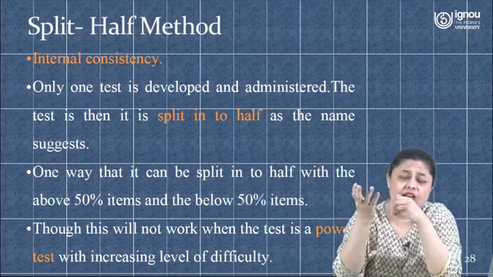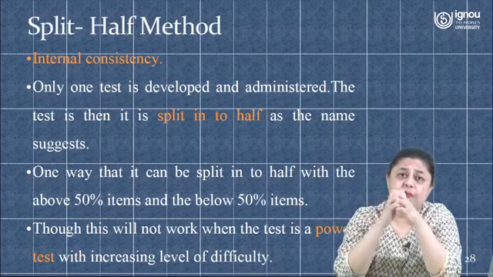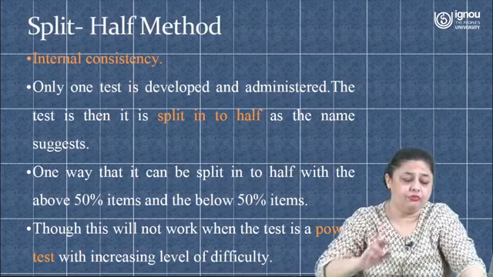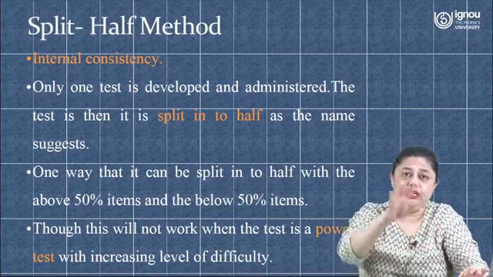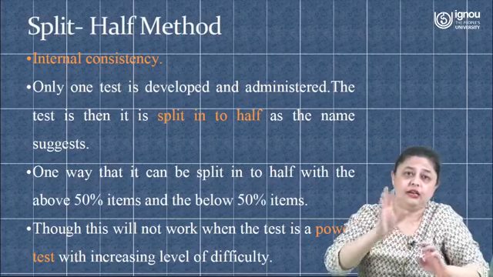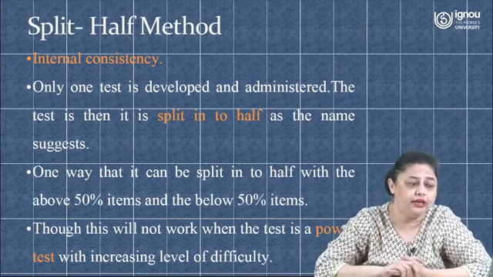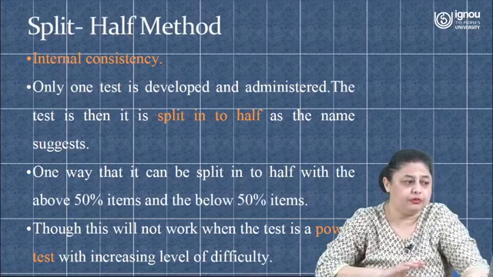This is one good way to do it, especially if you have a power test as well. You take all odd items and then even items, and they are correlated with each other. So that is one way in which this can be done.